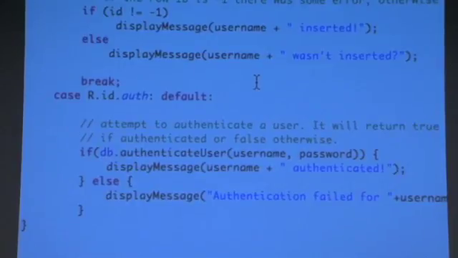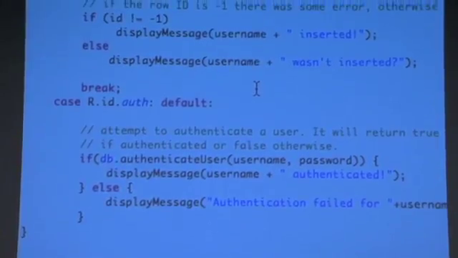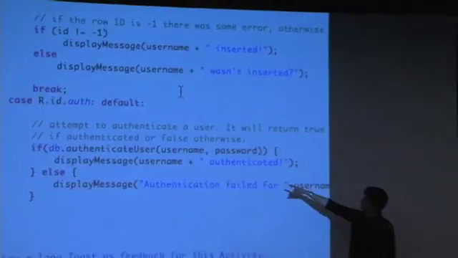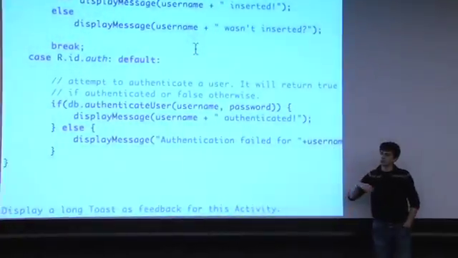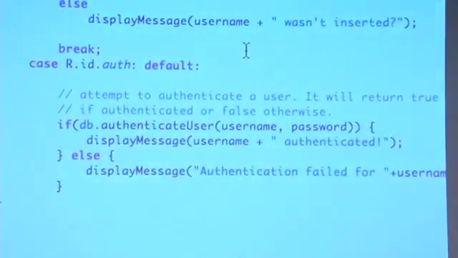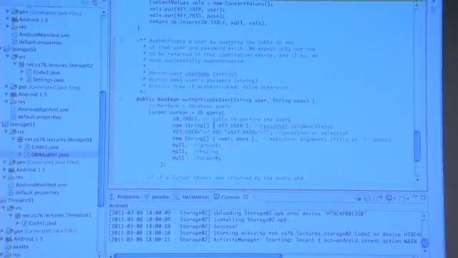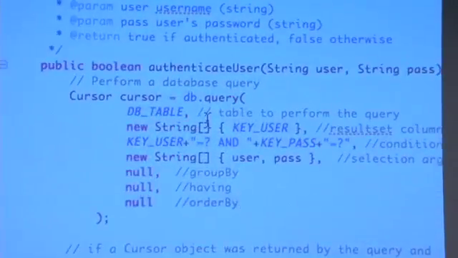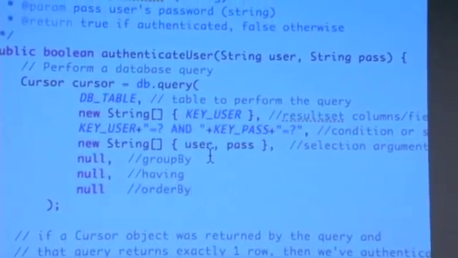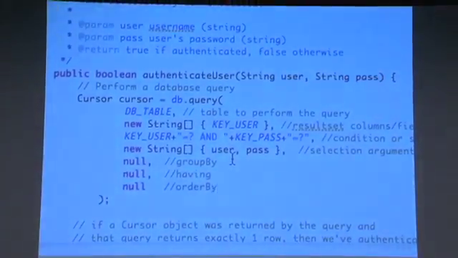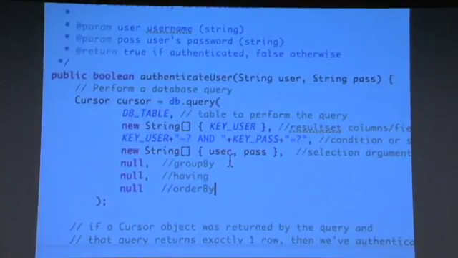And in the case that we actually want to authenticate the user, there's another method called authenticateUser that you can see returns either true or false. It returns a Boolean dependent on whether or not the user has properly authenticated, and that method looks like this. Basically, we're just going to be creating a query and building it using this cursor object.